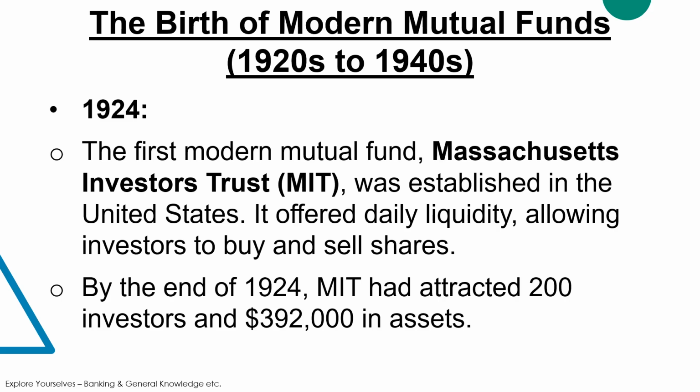The birth of modern mutual funds, 1920s to 1940s. 1924, the first modern mutual fund, Massachusetts Investors Trust (MIT), was established in the United States. It offered daily liquidity, allowing investors to buy and sell shares. By the end of 1924, MIT had attracted 200 investors and $392,000 in assets.